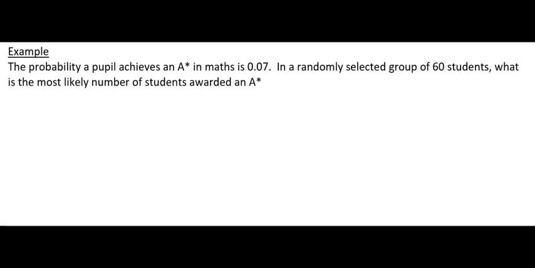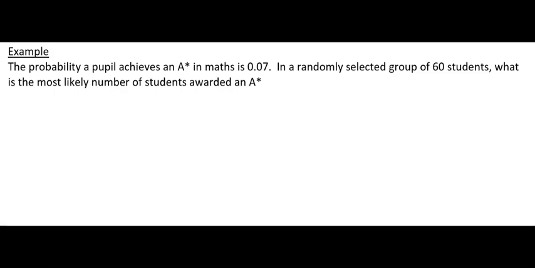Okay, our last example says the probability that a person achieves an A star in maths is 0.07. In a randomly selected group of 60 students, what is the most likely number of students awarded an A star? Okay, this is to do with your mode. So your mode is the most common value. So here we have to find our mode first of all. How we locate the mode is, the mode is going to be close to your mean.